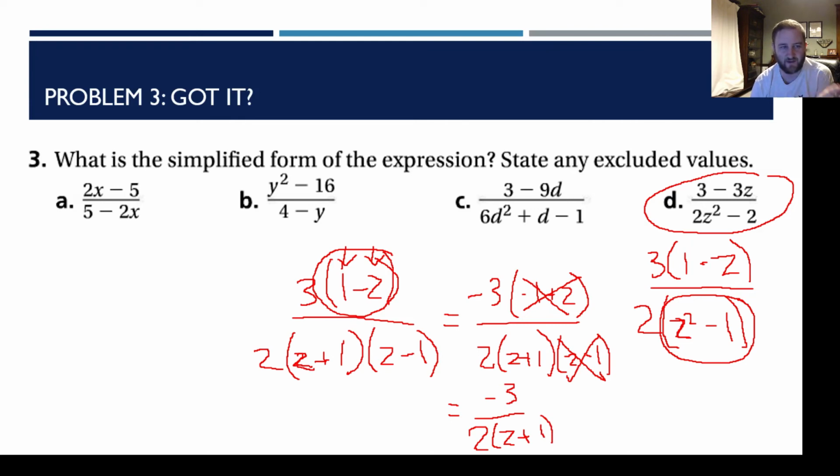I forgot to do the excluded values on the last one. It's okay, this one I will. What can z not be equal to here? Z cannot equal negative 1. If z is negative 1, negative 1 plus 1 is 0, 0 times 2 is 0. We can't have 0 in the denominator. So this is our simplified form then: negative 3 over 2 times z plus 1, where z cannot be equal to negative 1.